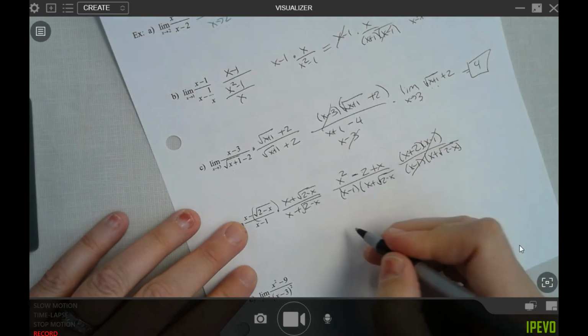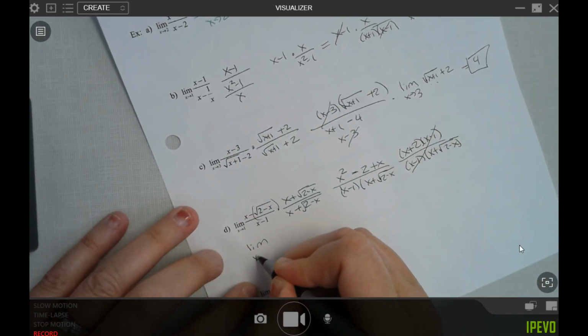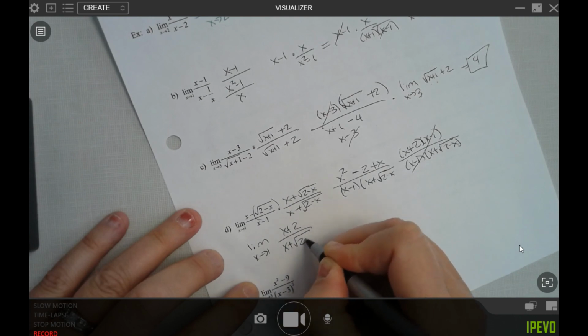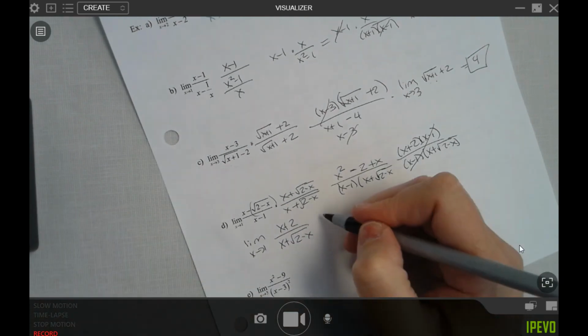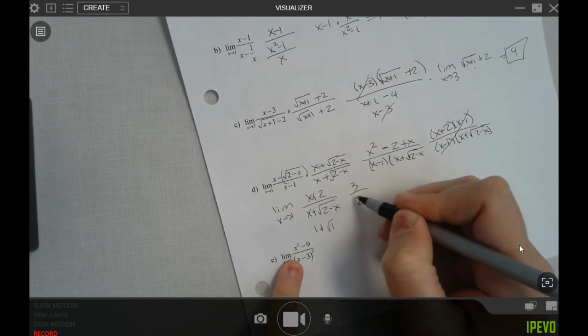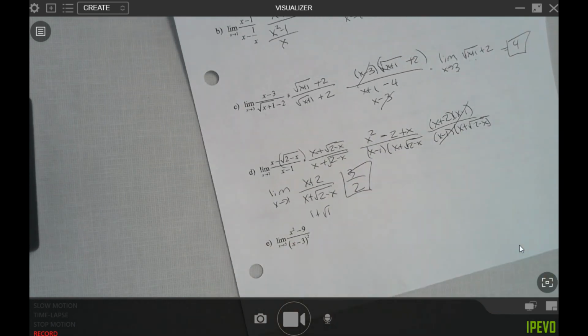Actually, these cancel. So really, this question's asking you for your limit as x approaches 1 of x plus 2 over x plus square root of 2 minus x. So I plug in 1 here. I get 3 on top. This would be 1 plus square root of 1, which is 2. So 3 halves is our answer.